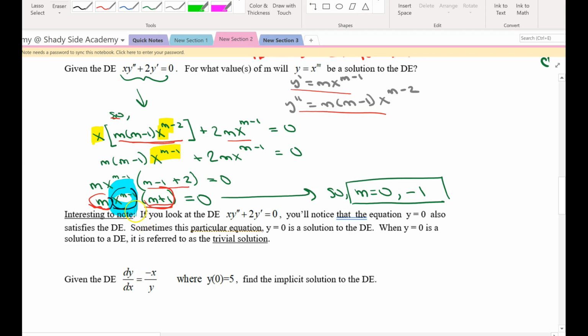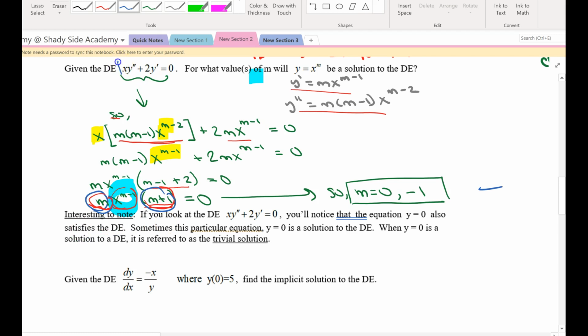Unless, of course, x is equal to 0, but that's not part of the question. So then, where are we? You're asking yourself, what value of m will make this factored expression equal to 0? It's very clearly, I hope, m equals 0 or m equals -1. There we go. Okay?